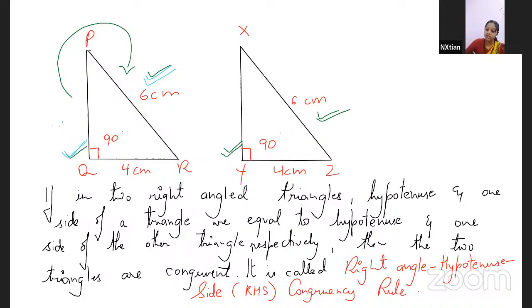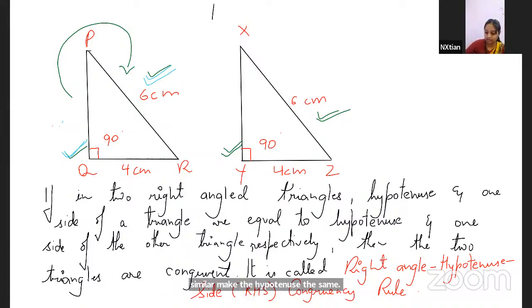Now, in the two triangles, if we have to prove their congruency by the RHS rule, we draw two right angle triangles, make the two sides similar, make the hypotenuse the same, and we write it in this way.